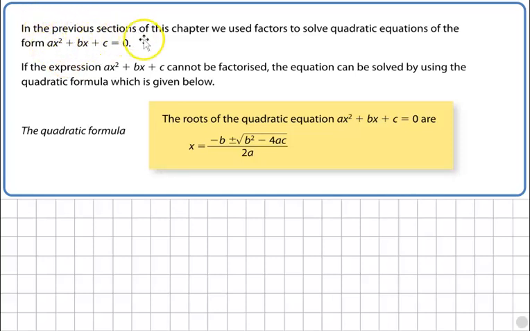In the previous sections of this chapter, we used factors to solve quadratic equations of the form ax squared plus bx plus c is equal to 0. If the expression ax squared plus bx plus c cannot be factorized, the equation can be solved by using the quadratic formula, which is given below. The quadratic formula: the roots of the quadratic equation ax squared plus bx plus c is equal to 0 are x is equal to minus b plus minus root b squared minus 4ac all over 2a.